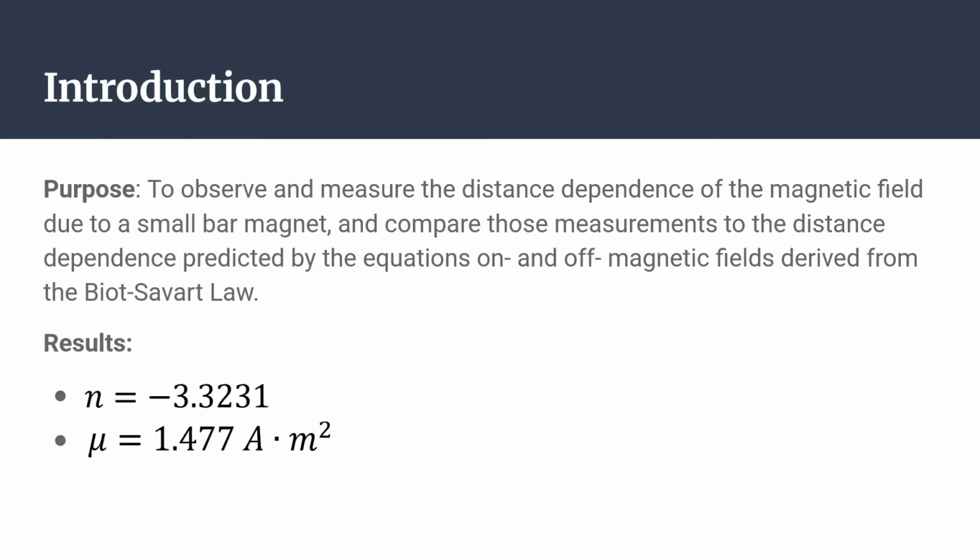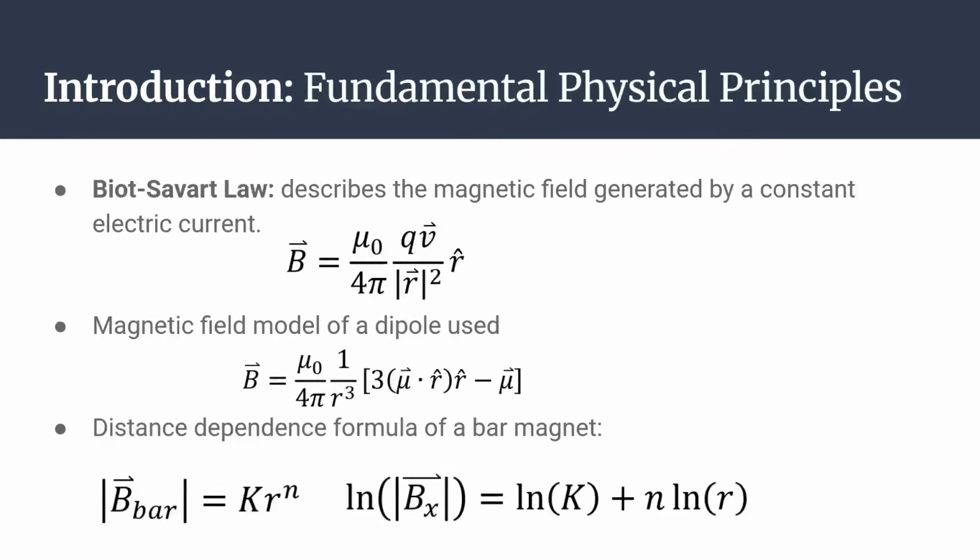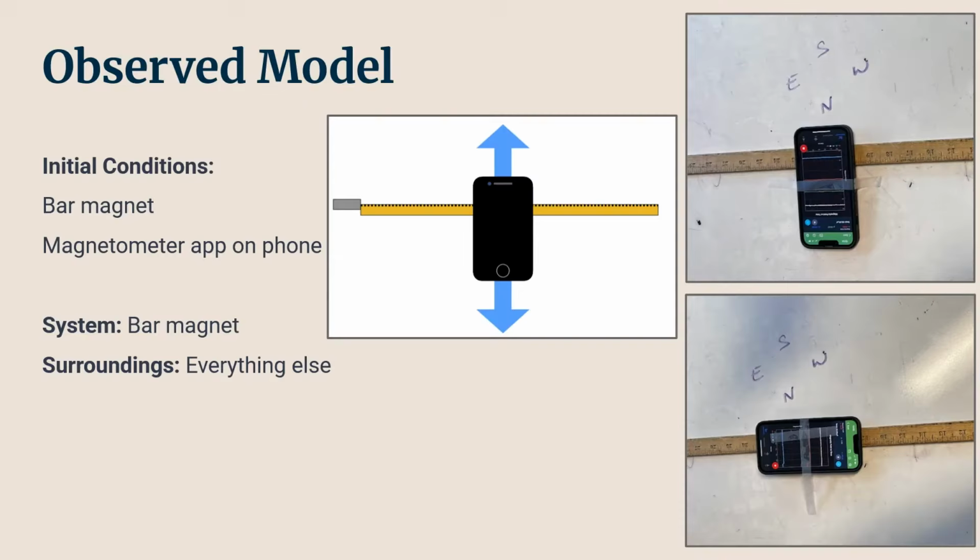n is equal to negative 3.3231 and mu was found to be equal to 1.477, which is the magnetic dipole moment. Some of the important principles in this experiment are the Biot-Savart law, which describes the magnetic field generated by a constant electric current. We also have the magnetic field model of a dipole, and the distance dependence formula of a bar magnet, with the equation on the right being the linearized form.